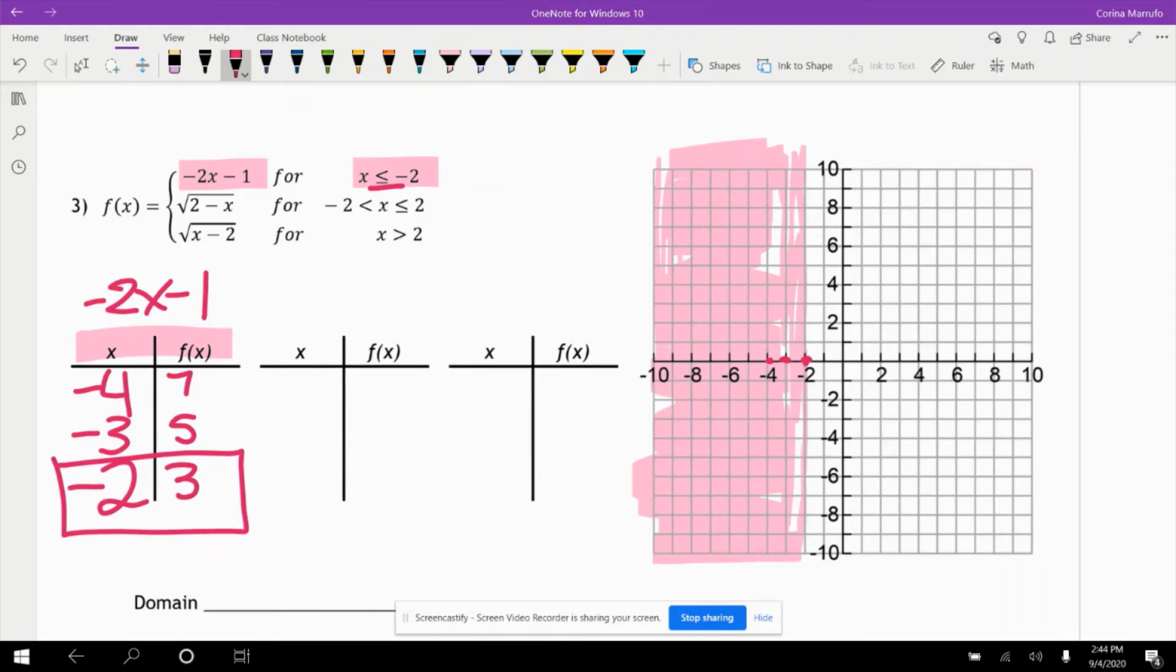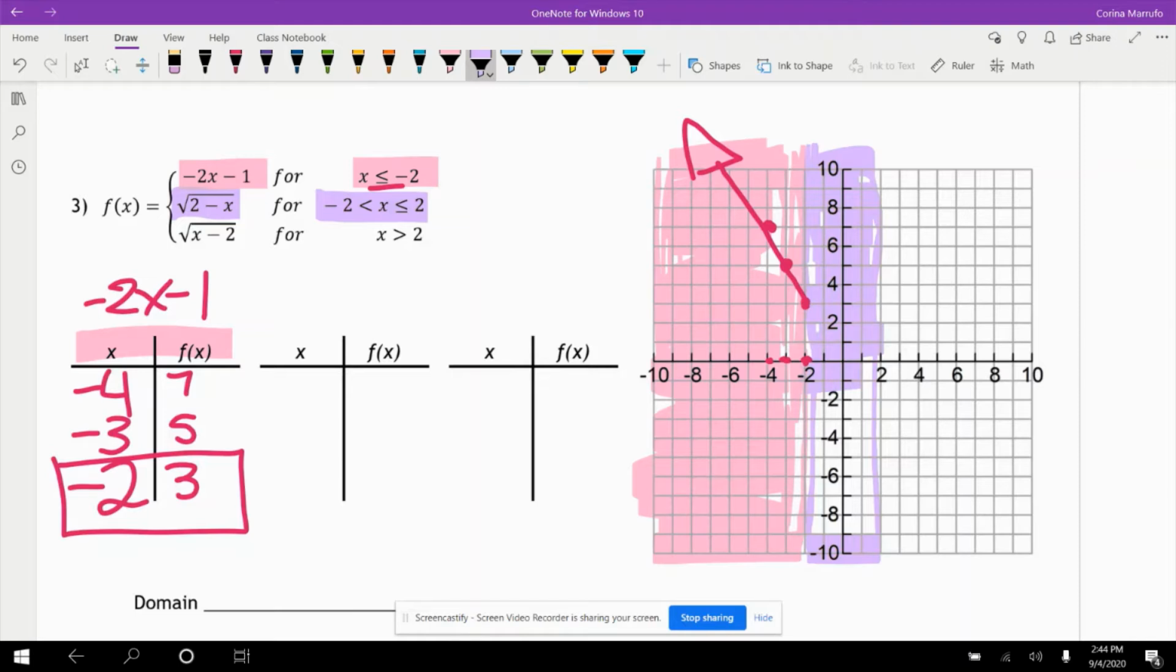So I plot my points, -4, 7, and then -3, 5, -2, 3, and then that one is a closed circle. And then that's it. We connect our dots, and then there's that section of the graph. All right, the next section of the graph is the square root of 2 minus x between -2 and 2. So here's -2 all the way up to +2.